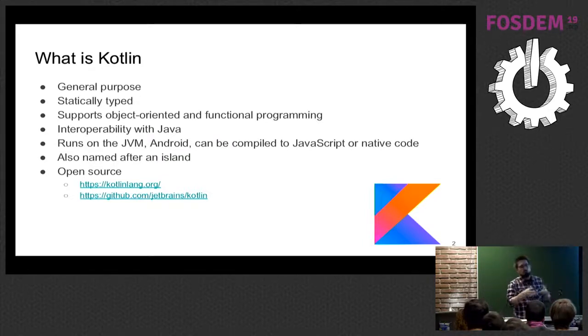brief introduction. Kotlin is a general purpose statically typed programming language that features both object-oriented and functional features. It was designed to interoperate with Java fully, and originally it targeted the JVM and Android platforms, but now it can be compiled to JavaScript and even to native code via LLVM. It's open source, it's relatively young, but has an active and continuously growing community. So we should focus on the tooling around this language.